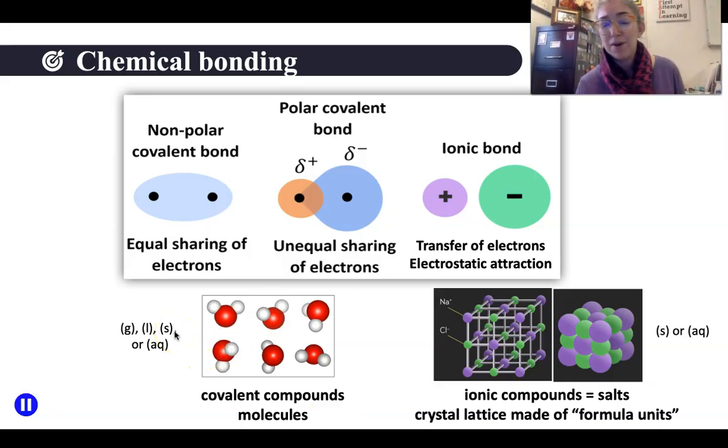Covalent compounds, though, they do form these individual particles. And so we call covalent compounds technically molecules. And covalent compounds can exist in all states. There's way more covalent compounds out there than there are ionic compounds.